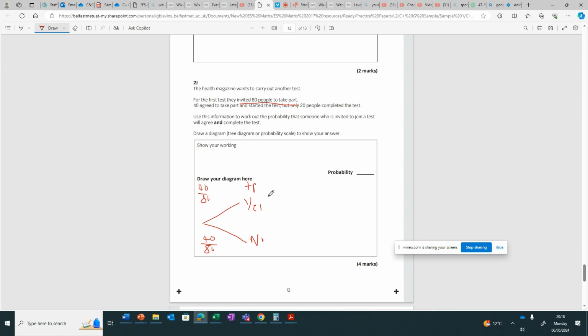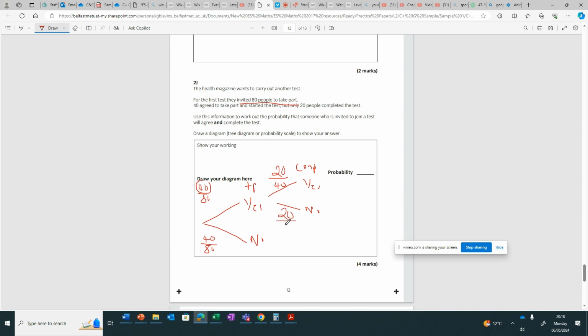And the people who said yes, only a certain amount finished, completed. Completed, yes. No. How many completed? Well, 20 people completed. 20 out of 40. Why 40? Because only 40 people actually started. How many didn't complete? Well, whatever's left over. 20 out of 40 is left over. You had 40, 20 did this, and 20 didn't do it.